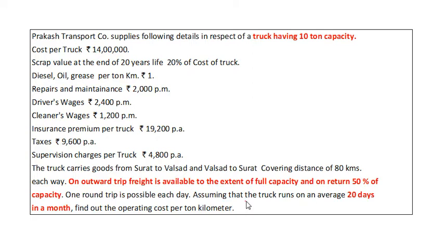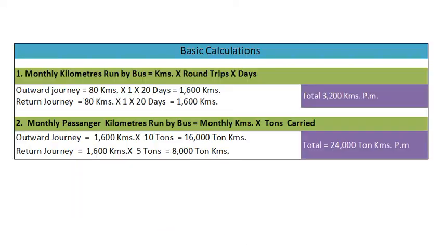Assuming that the truck runs on an average 20 days in a month. Find out the operating cost per ton kilometer. Okay, this is from our university exam paper. First of all, we will calculate basic calculations, that is monthly kilometers and monthly ton kilometers. Here is the working for basic calculations.